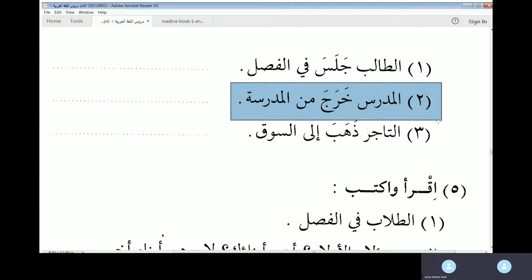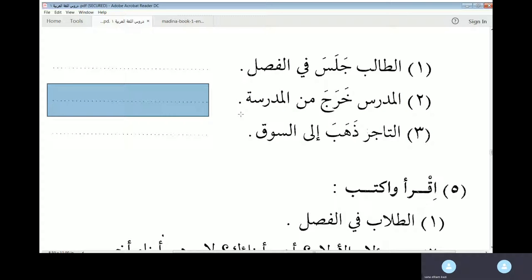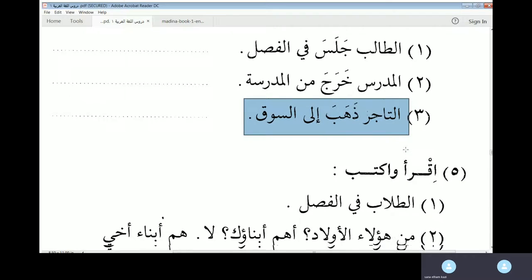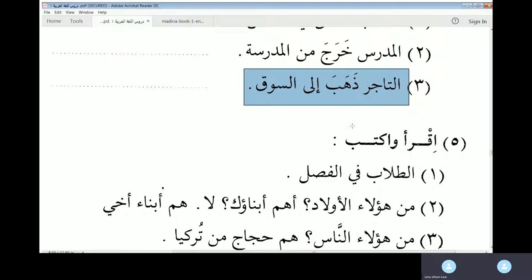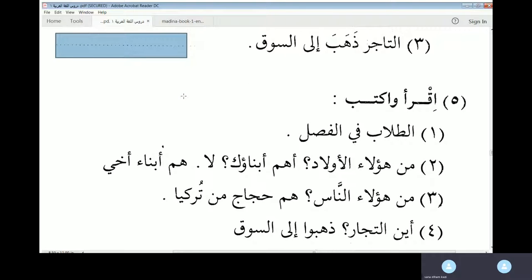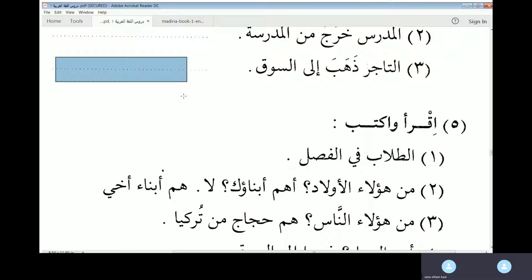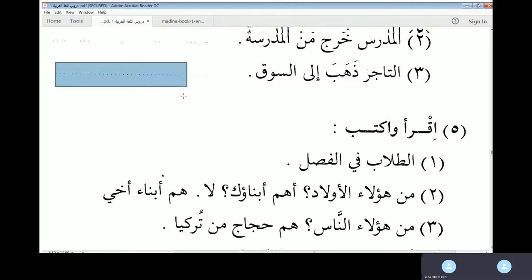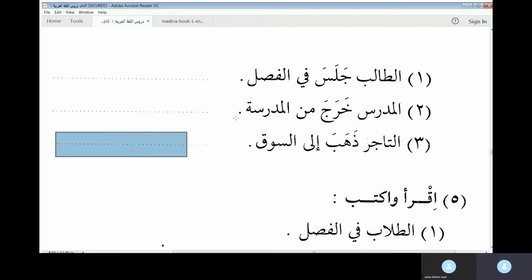المدرس خرج من المدرسة. The teacher went out from the school. المدرسون خرجوا من المدرسة. The teachers went out from the school. التاجر ذهب إلى السوق. The merchant went to the market. التجار ذهبوا إلى السوق. The merchants went to the market. Kharaja becomes kharaju like zahaba, zahabu. Zahaba, zahabu, kharaja, kharaju, jalasa, jalasu. Same thing.